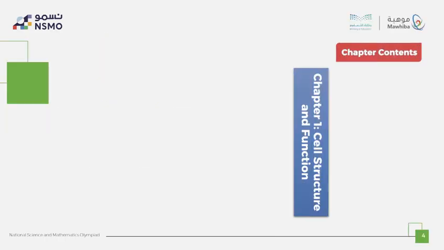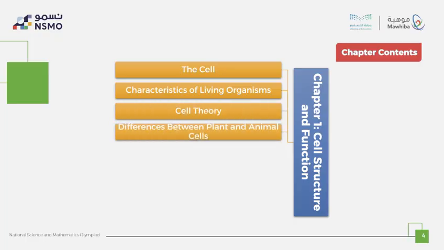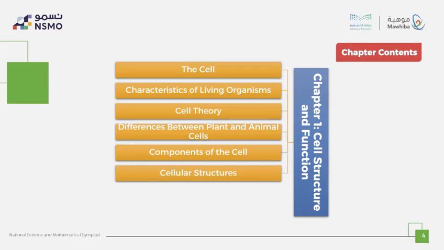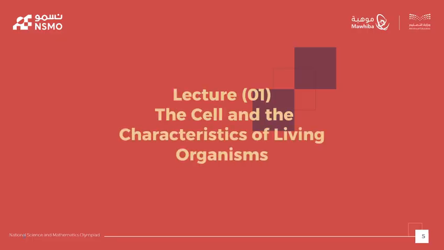As we see, chapter 1, cell structure and function, contains many subjects. The first one, the cell, characteristics of living organisms, cell theory, differences between plant and animal cells, components of the cell, cellular structures, membrane structure, and finally, transport of substances across the membrane. And don't be worried, we will talk about every single one of them, and inshallah, we will cover all of them. Today's lecture is titled The Cell and the Characteristics of Living Organisms.